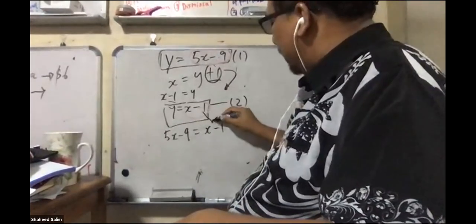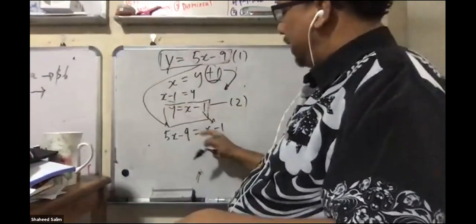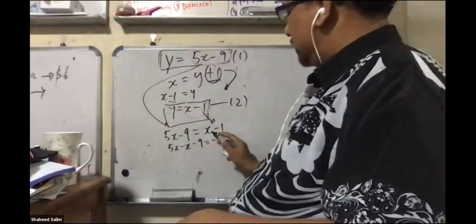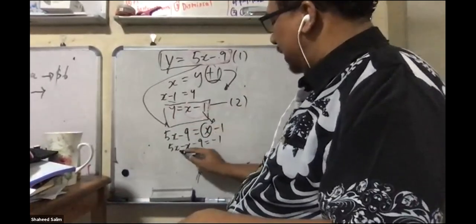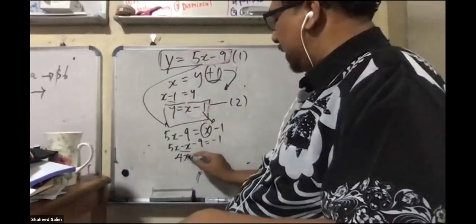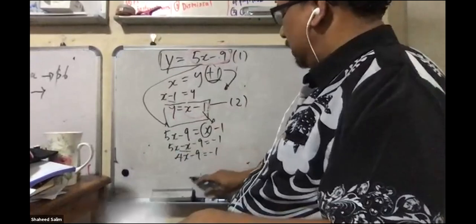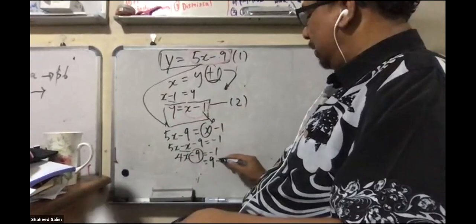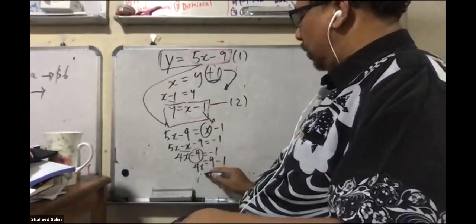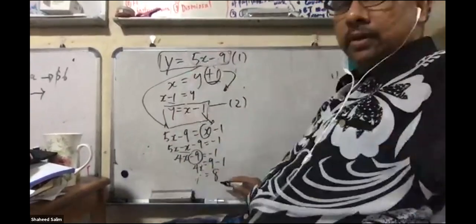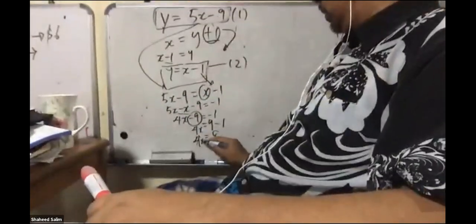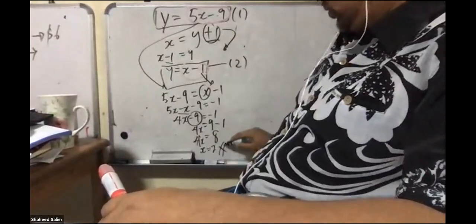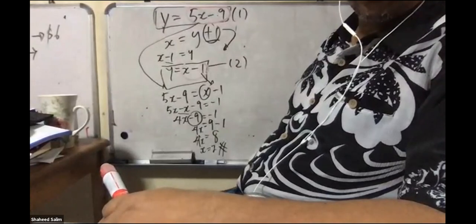Same thing, x minus 1 is here, 5x minus 9 is here. I bring the x over this side. 5x minus x, that's 4x, minus 9 here, equals minus 1. I bring the x over, it becomes minus x. This one becomes 4x minus 9 equals minus 1. Then I bring the minus 9 over, it becomes plus 9. Plus 9 minus 1 is here. 4x equals 8. Can you see now? 4x equals 8. x equals what? x equals 2. 8 divided by 4 is 2.